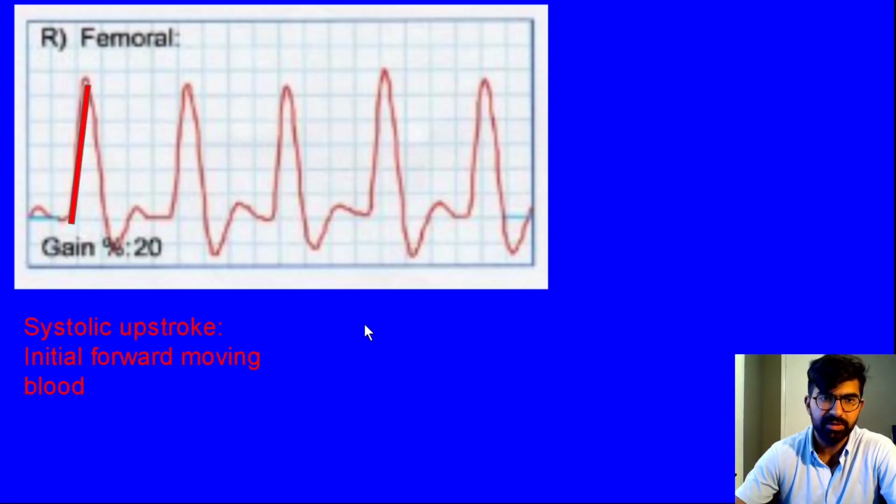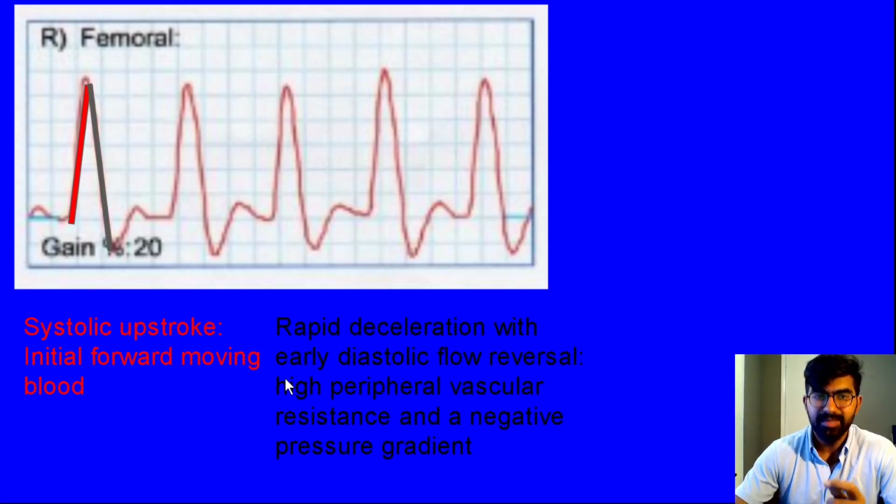First and foremost, there is a systolic upstroke, which represents initial forward-moving blood. Now, the blood, as it's moving forward rapidly, decelerates. And so you have a rapid deceleration with early diastolic flow reversal. So the blood is actually going to slow down and then move backwards. And this is purely because of the high peripheral vascular resistance and a negative pressure gradient, which you normally see in the periphery.